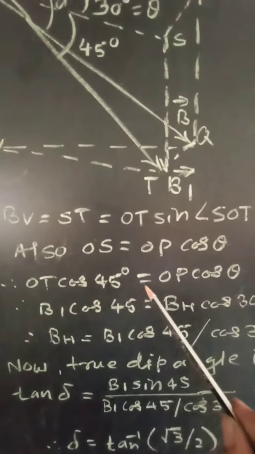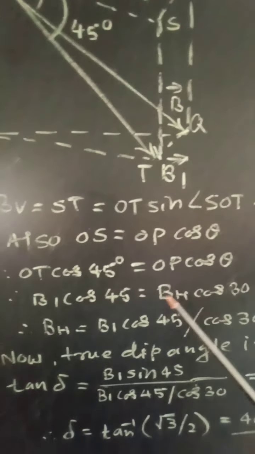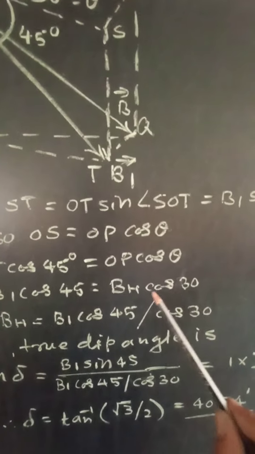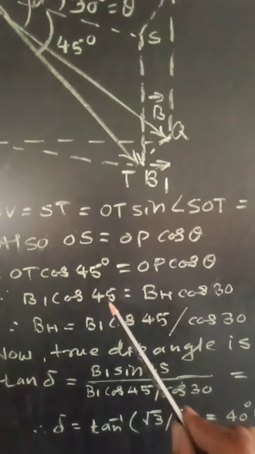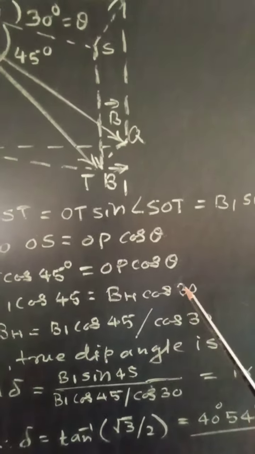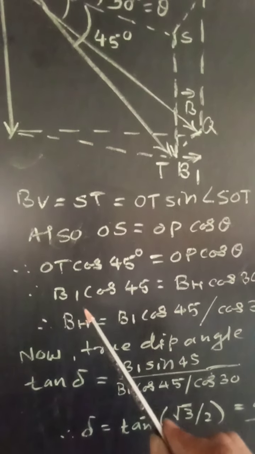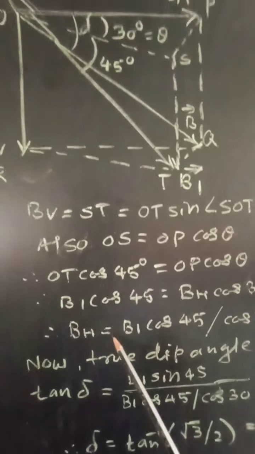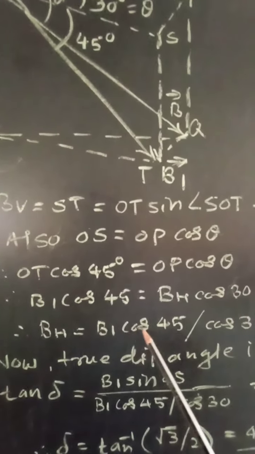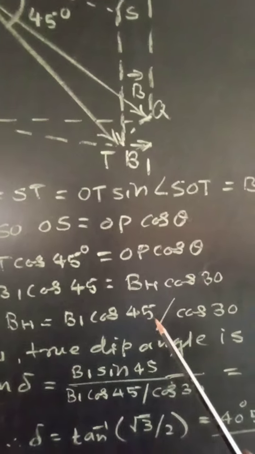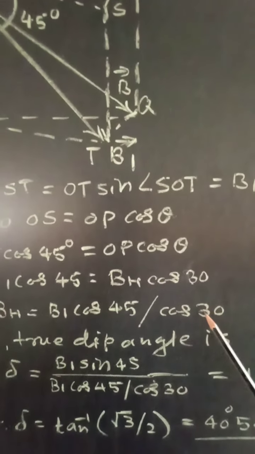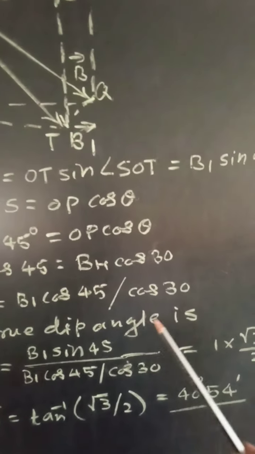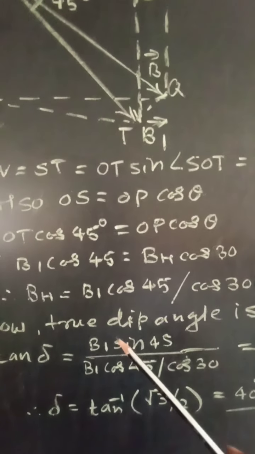OT cos 45 equals OP cos theta, and therefore B1 cos 45 equals BH cos 30. Therefore BH will be equal to B1 cos 45 upon cos 30.